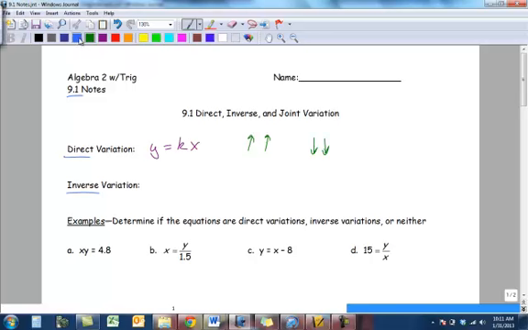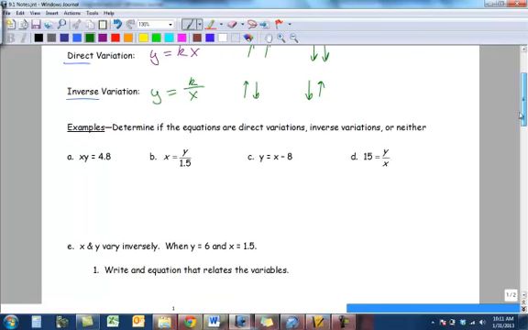Direct variation. Now, inverse variation is anything that's in the form y is equal to k divided by x. And this, generally, as x moves up, y would go down. They go in opposite directions. Or as x goes down, y would go up. Varying inversely. One thing goes up, the other one goes down. We'll talk about examples of that during class.